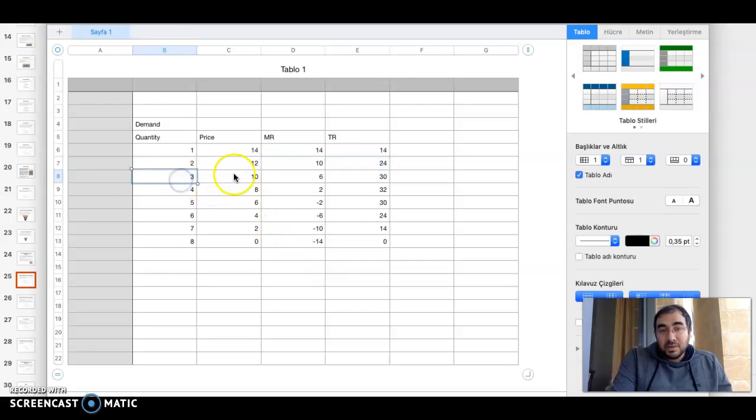Well, for the third unit, you got $10 as your revenue, but your initial 2 units will now be sold for a $2 cheaper price. Already the price of this first unit has fallen to $12, but now it will be sold for $10. This unit will also be sold for $10. So you are losing $2 per unit. You lose in total $4. So your marginal revenue falls to $6.